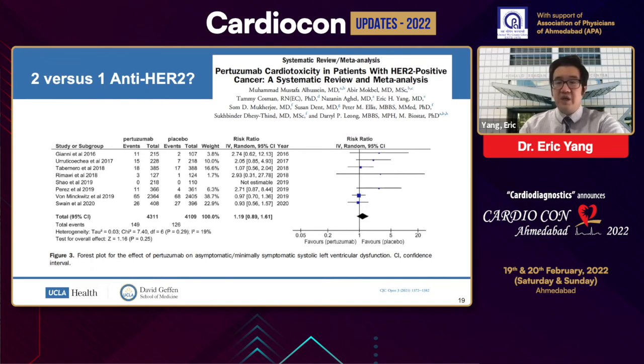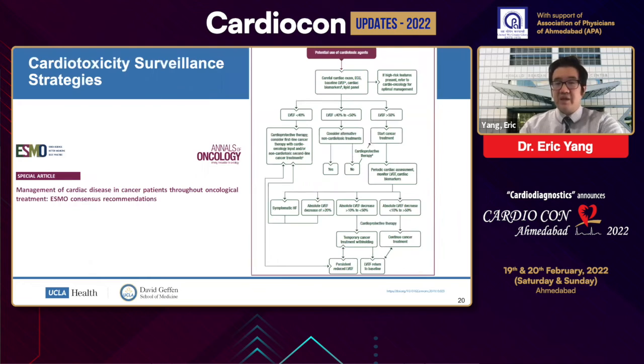And in the overall cohort of over 44,300 patients, there was no statistically significant signal to suggest that pertuzumab added more harm or more cardiac insult, based on multiple randomized controlled trials. And now, turning over to cardiotoxicity surveillance strategies.